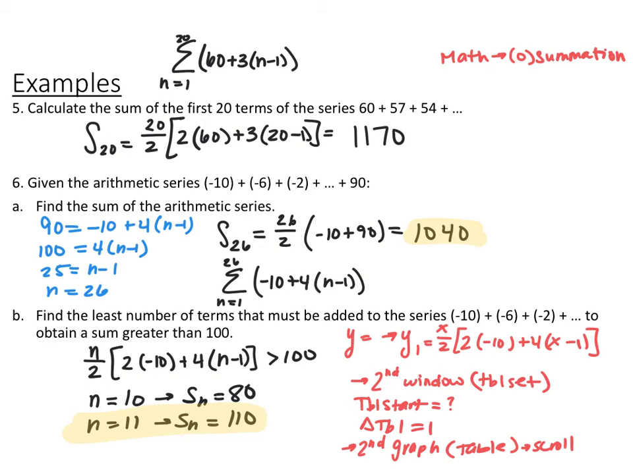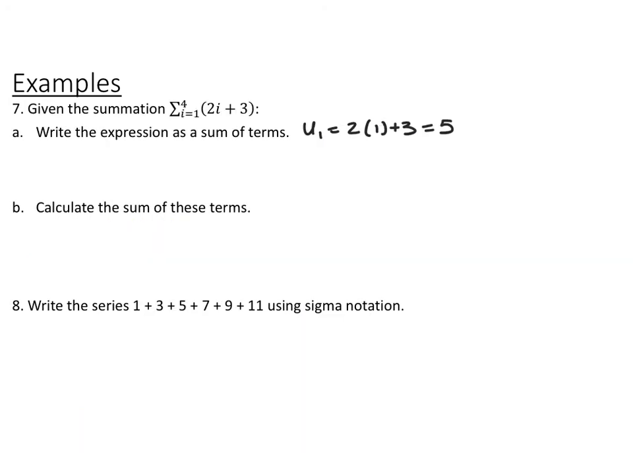So if you look at the table, it says that x, or in our case n, when n is 10, y, which is s sub n, is 80. When n is 11, s sub n is 110. So 11 terms is the first time that this sum is greater than 100. These examples are a little practice with our summation notation.